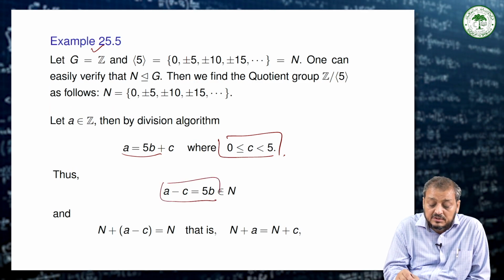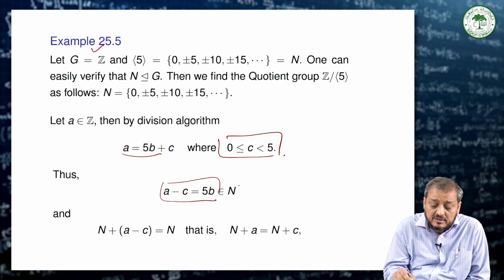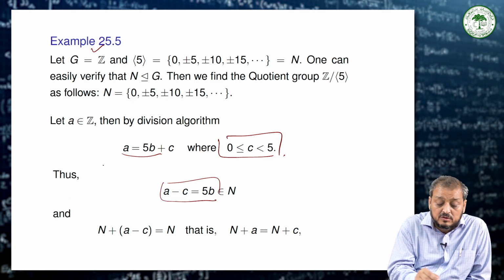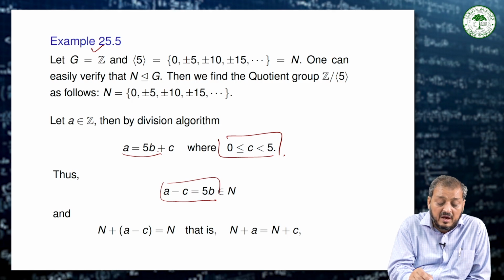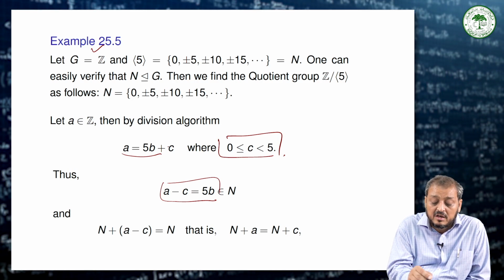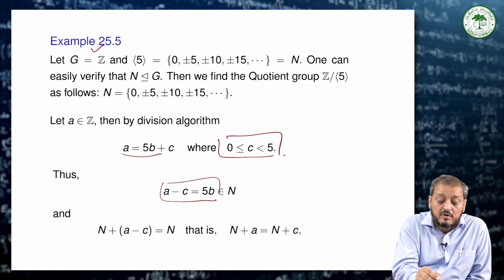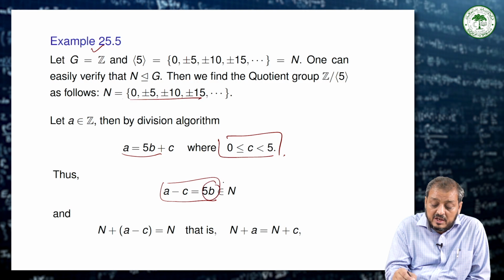And now you see that 5b is an element of N for any integer b. So clearly 5b is a member of N, which means a minus c is an element of N.